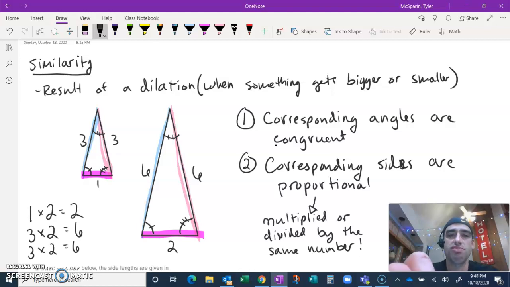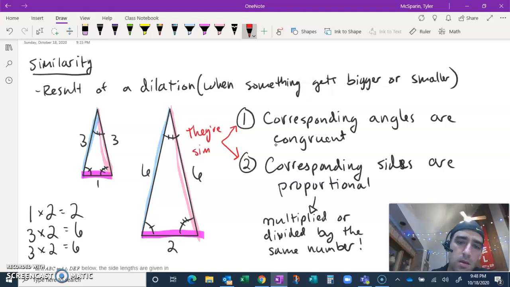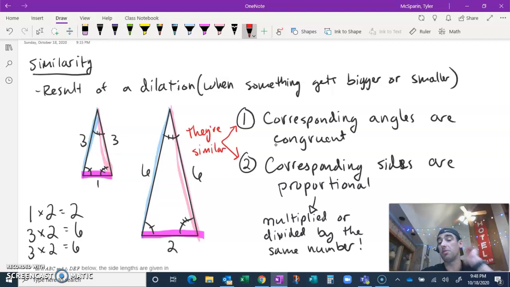And if both of those things are true, then I should say they're similar. If both of those things are true, then my two figures are similar.